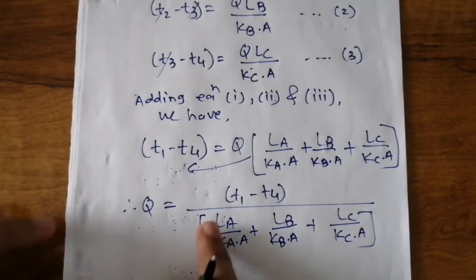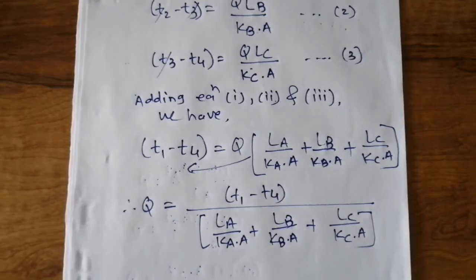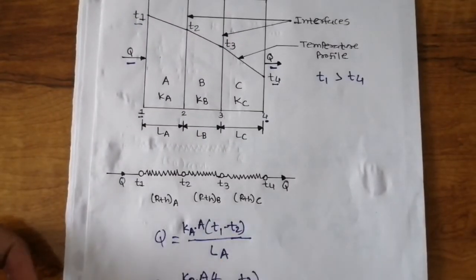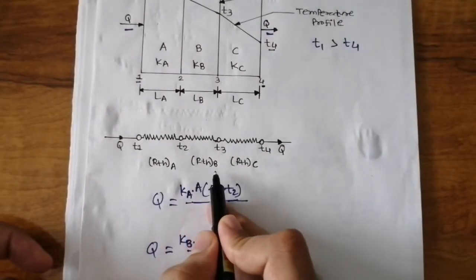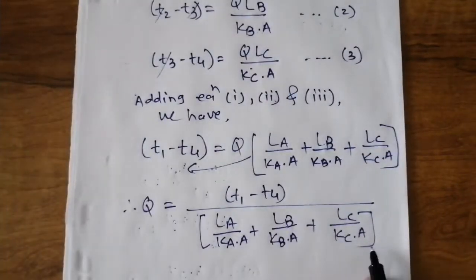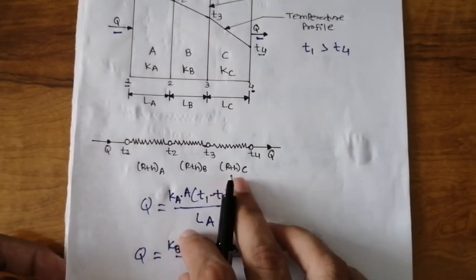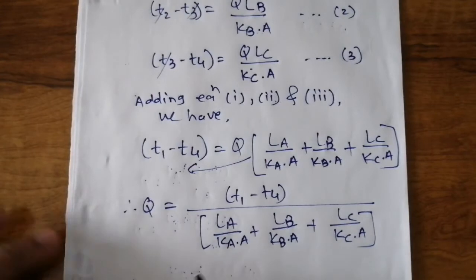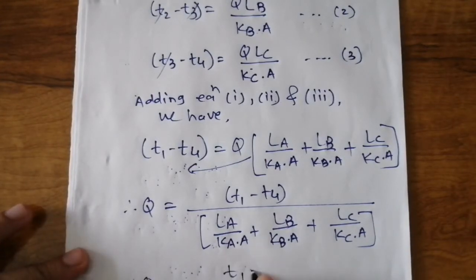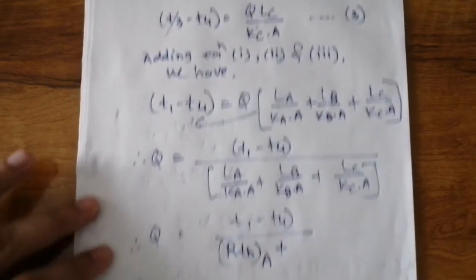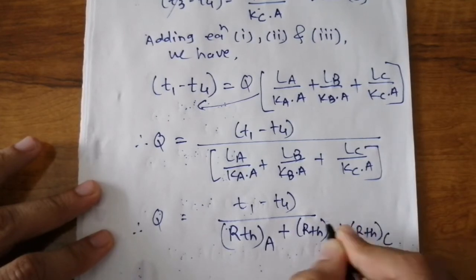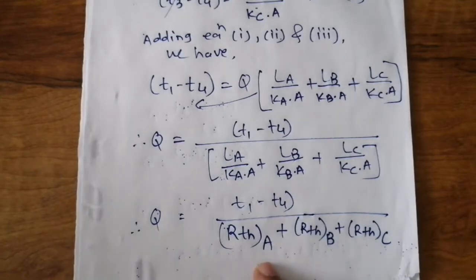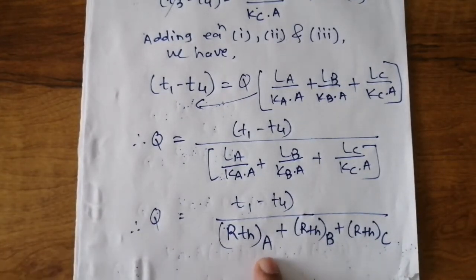Now what is LA by KA into area? That is called the thermal conduction resistance for layer A. Similarly, LB by KB into area is the thermal conduction resistance for layer B, and LC by KC into area is the thermal conduction resistance for layer C. So we write Q is equal to T1 minus T4 divided by RTH for layer A plus RTH for layer B plus RTH for layer C.